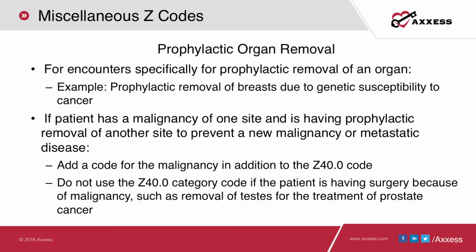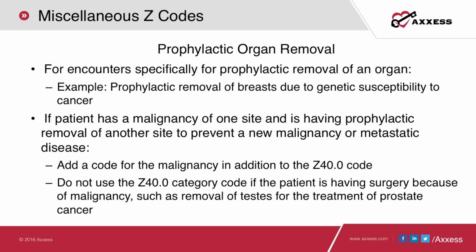There are codes in the Z code section under miscellaneous Z codes that have to do with prophylactic organ removal. An example of that would be the prophylactic removal of breast due to genetic susceptibility to cancer. So if you have a patient who tested perhaps and realized that she's genetically susceptible of getting breast cancer because her mother and her aunt might have had breast cancer as well, and she goes ahead and decides to have that surgery and remove her breast, you could use a Z code to show that that was a prophylactic removal.